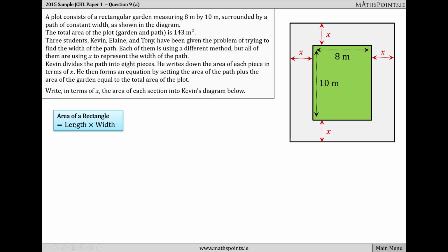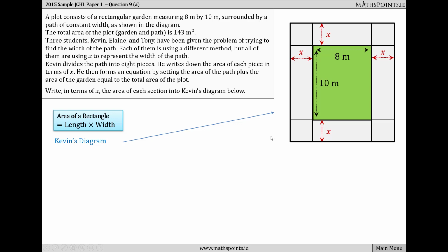So if we think of a square, it has length and width as well, but the width of a square is also its length, and so we can say that it's its length squared. So Kevin divides the shape up as follows. So we can see the 8 pieces, 1, 2, 3, 4, 5, 6, 7, 8.